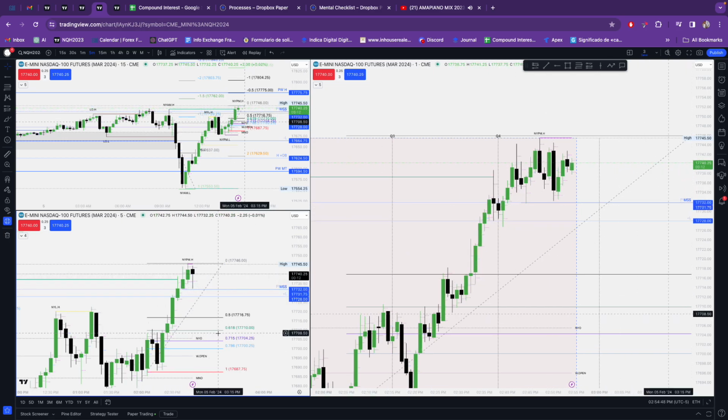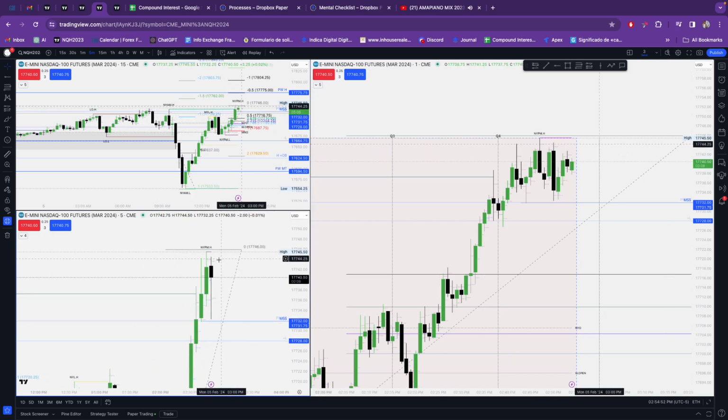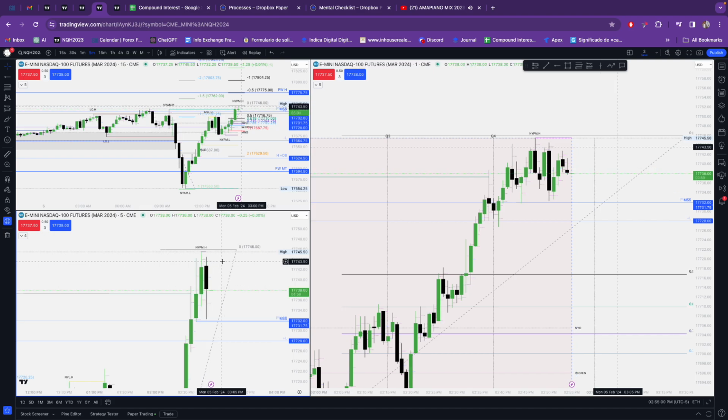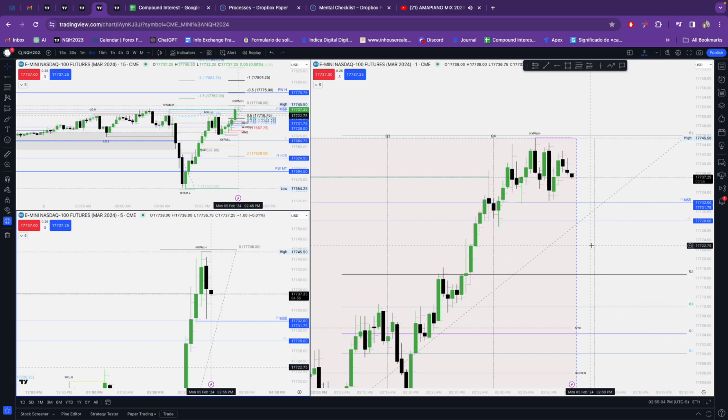Model 14. Kind of have that right here on the 5. Right here, model 14. 2022 model. 5 minute chain of delivery, 3 charge pattern. 5 candle run. I don't see any of that right now. You know, optimal trade entry.